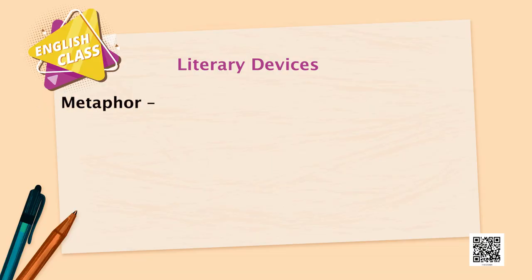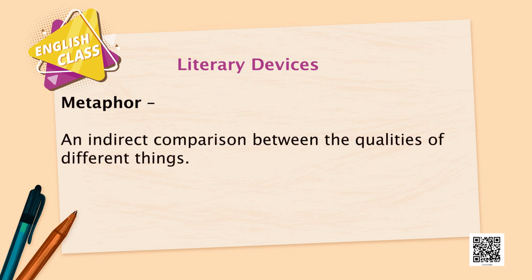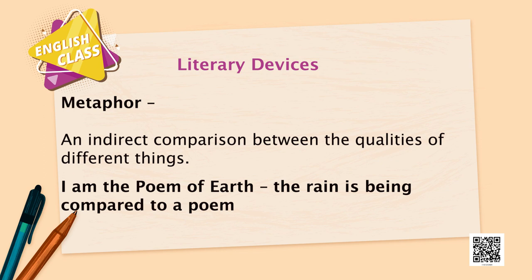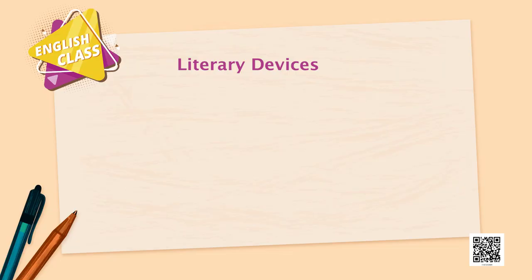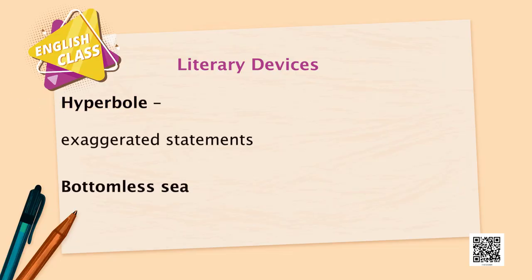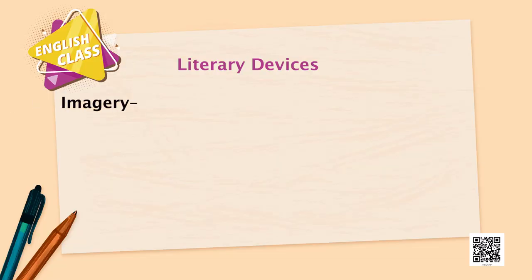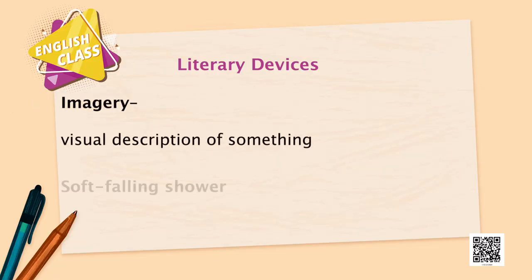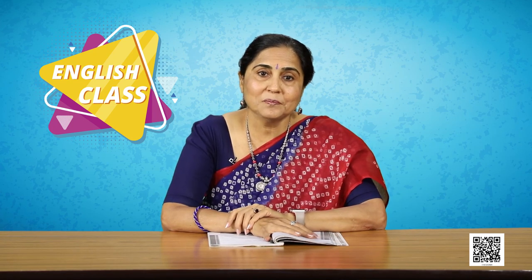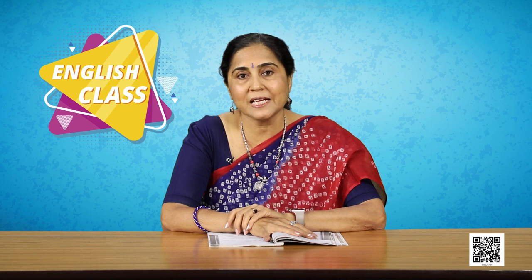Then the poet has used another literary device, that is metaphor. Metaphor is an indirect comparison between the qualities of different things. I am the poem of earth. The rain is being compared to a poem. Then hyperbole. Hyperbole means exaggerated statements, bottomless sea. This is exaggerated. Sea also has a bottom. Imagery, visual description of something. Soft falling shower. Imagine it in front of your eyes. Rain is falling. How beautiful. The poet has used words that create a vivid image in front of our eyes, isn't it?